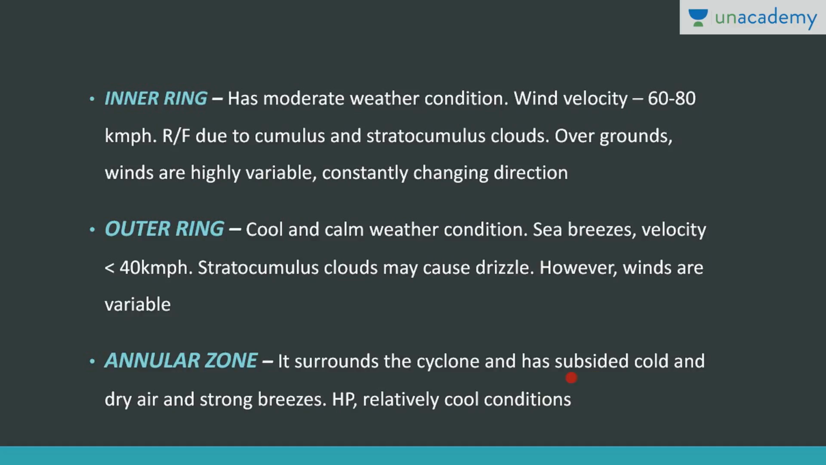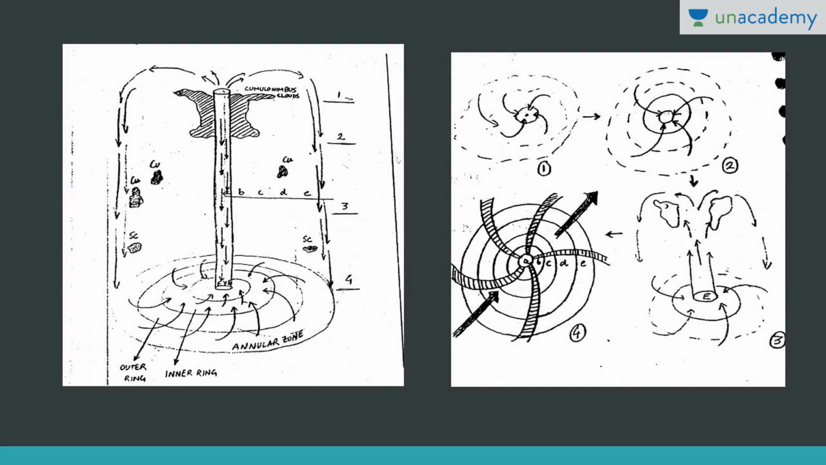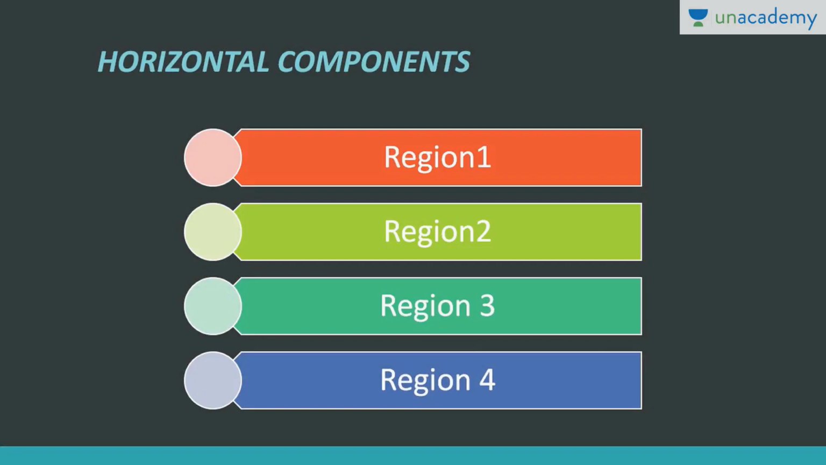peripheral zone where the cold and dry winds are subsiding. This is the annular zone in the diagram, right? So this one is the eye, then the eye wall, then inner ring, then outer ring, and the last one is the annular zone where these winds are subsiding. Okay. Now the horizontal components of cyclone, they can be classified into 4 regions.